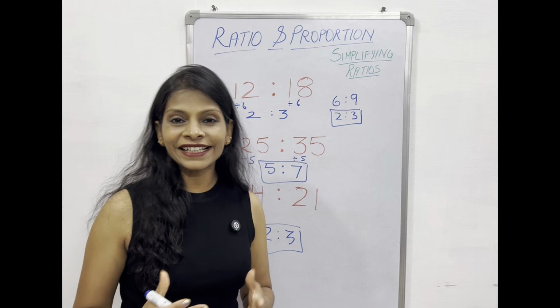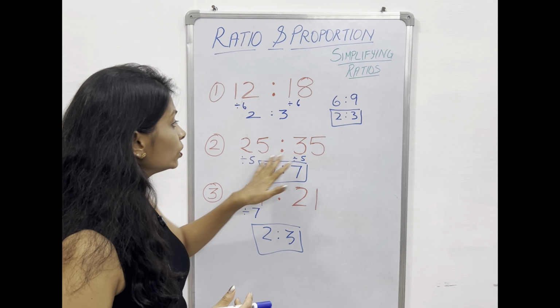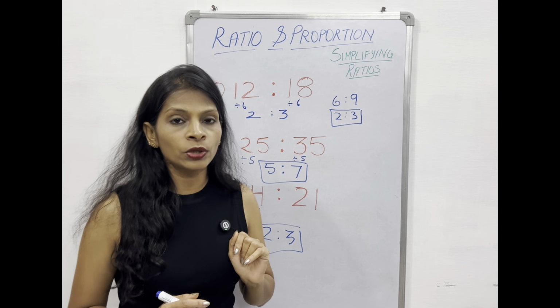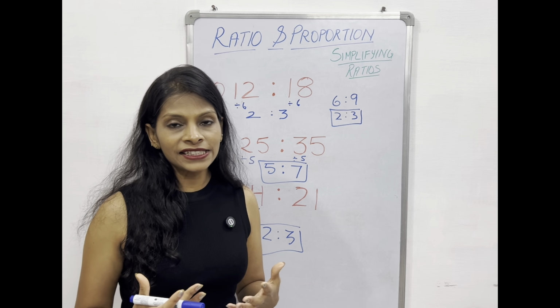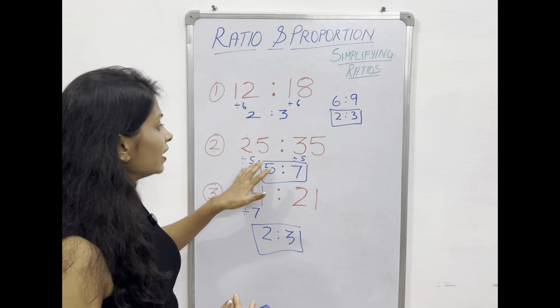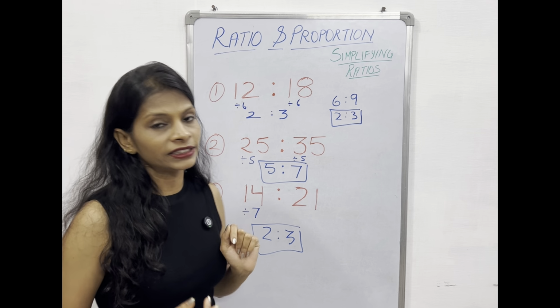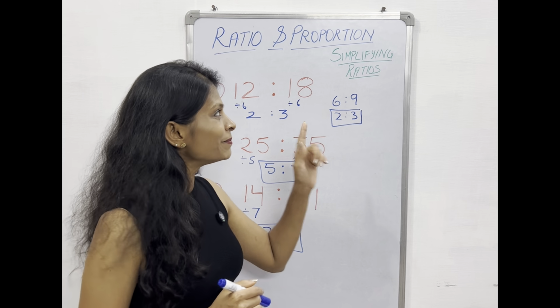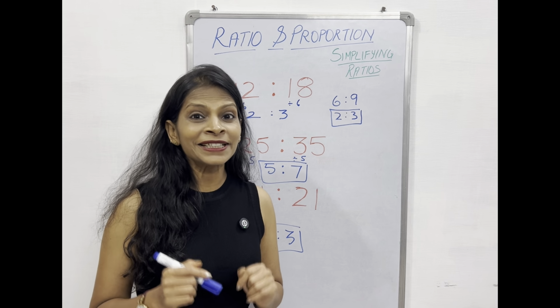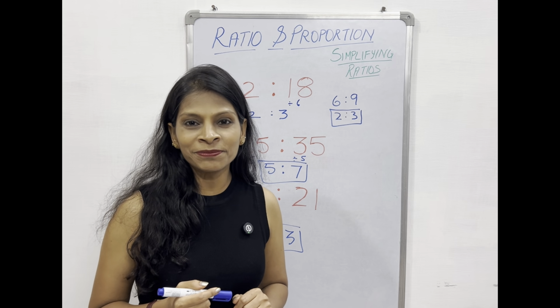Hence, to simplify any ratio, you need to find out the common factors between both the quantities or both the numbers. Even better if you can find the HCF. If you can find the HCF, then you can directly divide both the quantities by the HCF and find your answer. I hope this video on simplifying ratios made your understanding about simplifying ratios a bit more clearer.